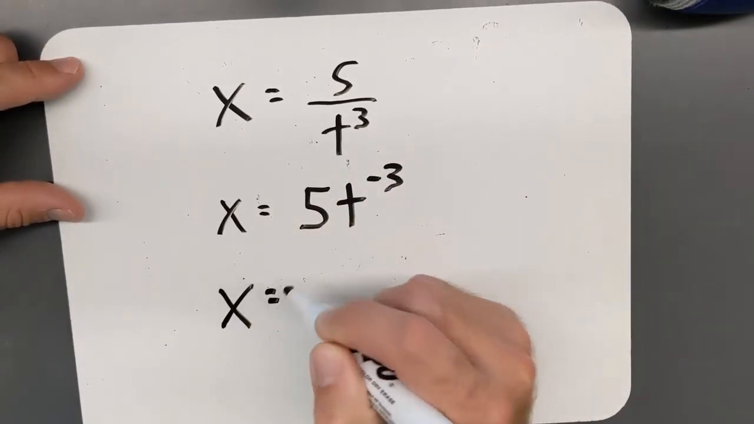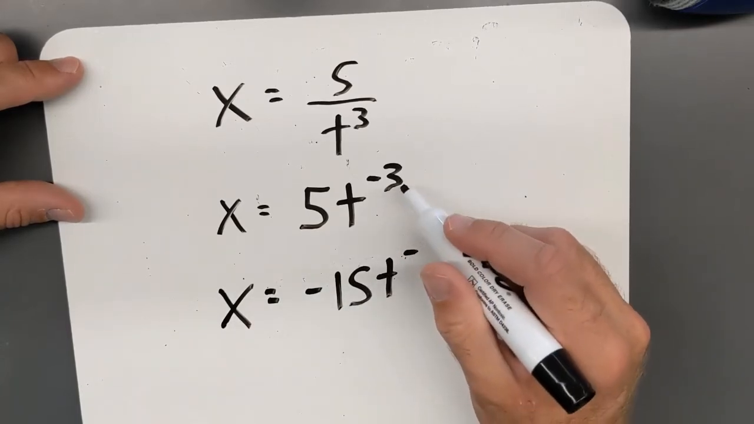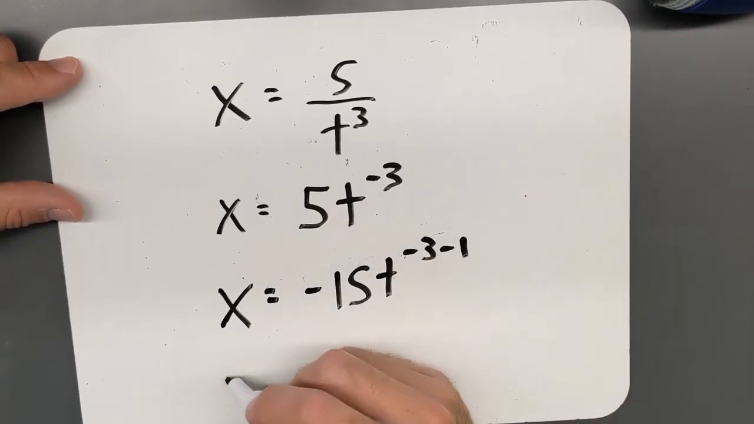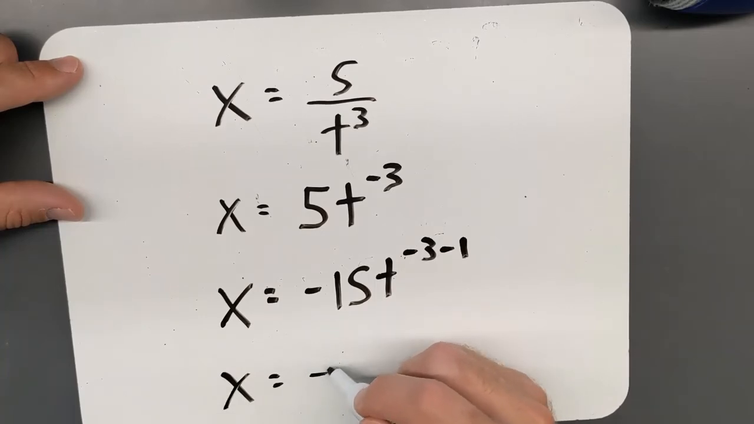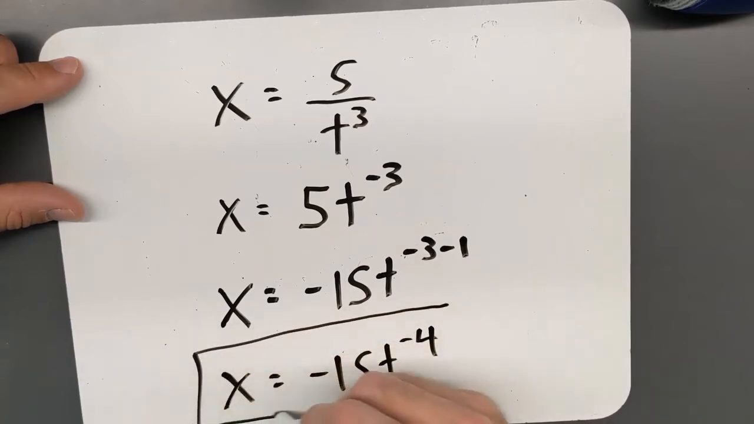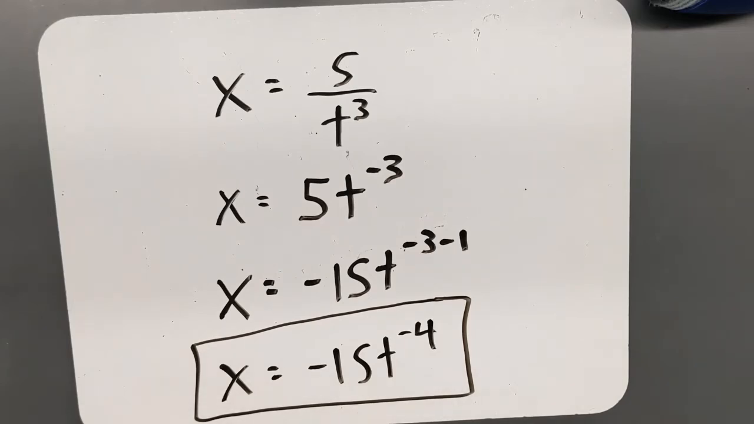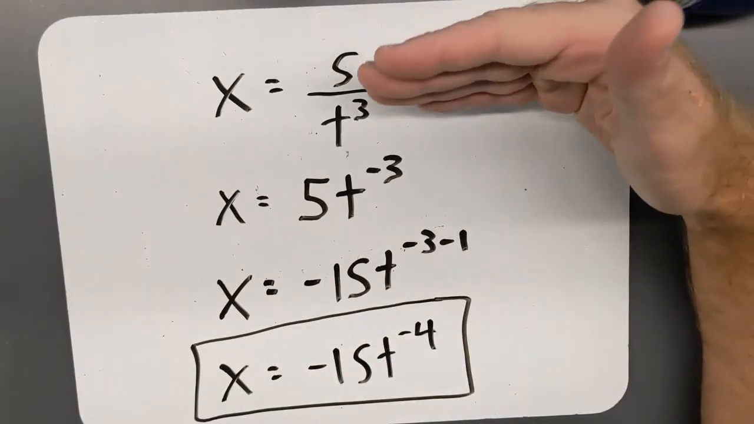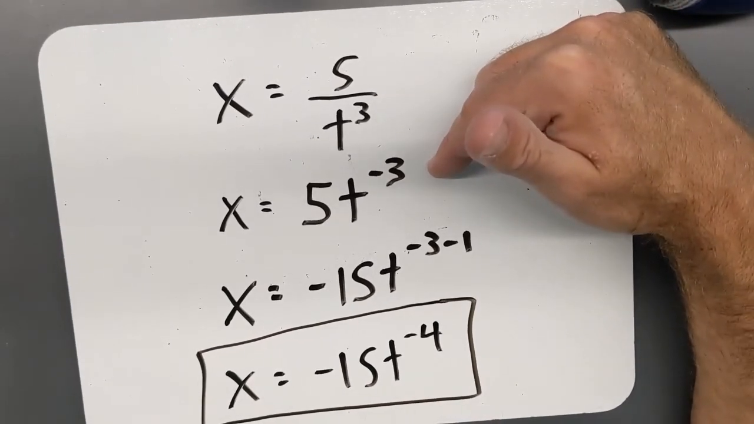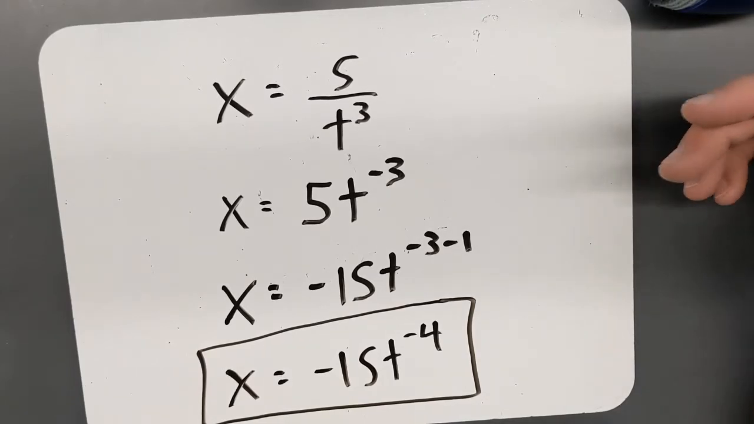So x is equal to negative 15t. Now, don't just reduce the number. It's very easy to do that. Make sure you subtract. So negative 3 minus 1 will be x equals negative 15t to the negative 4. There's our final answer. And that's how we take the derivative of variables that are on the bottom, on the denominator. We rewrite it in a form that we know. And that's the basic, easiest derivatives that we're going to take.